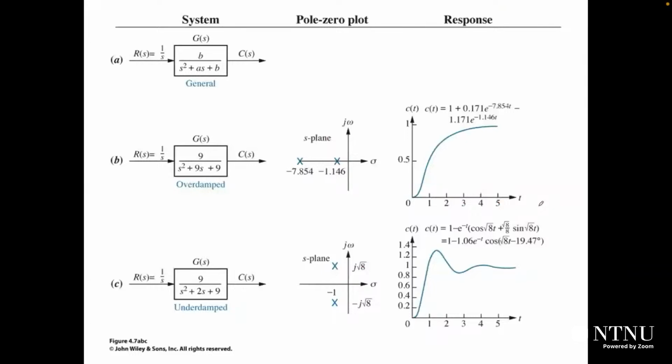So we can look into some general forms. This is a general transfer function of the second order system. It will be B divided by S squared plus AS plus P.